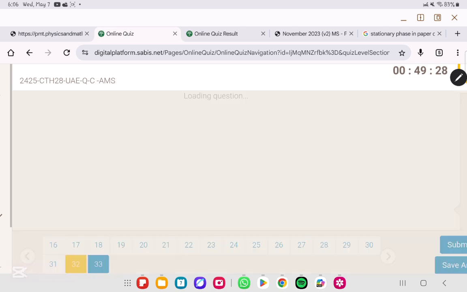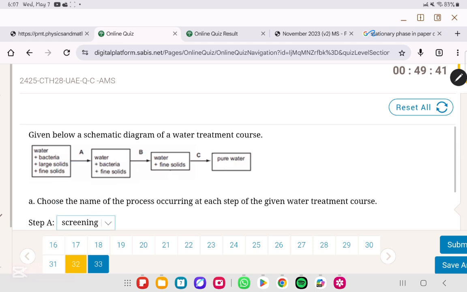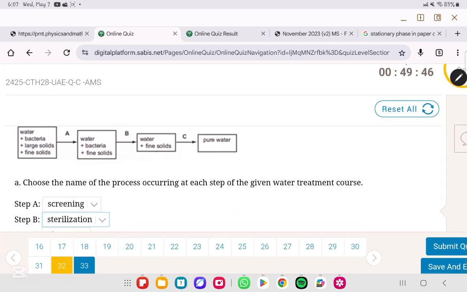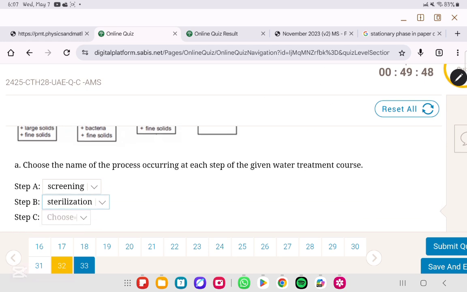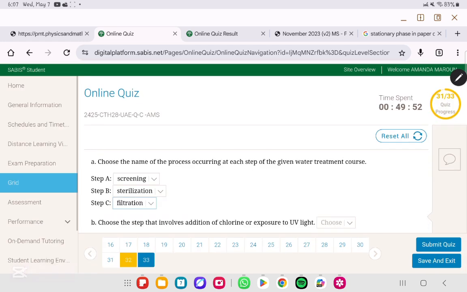We move on to question number 32. It says, choose the name of the process occurring at each step of the given water treatment course. First of all, step A, we got rid of the large solids, so we will call this screening. Step B, we got rid of the bacteria, so we call this sterilization. Step C, we got rid of the fine solids, so this is known as filtration. Now, the step that involves addition of chlorine or exposure to UV light is step B, because you sterilize the water by adding chlorine or UV light.